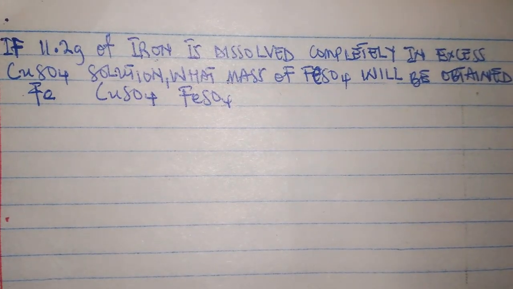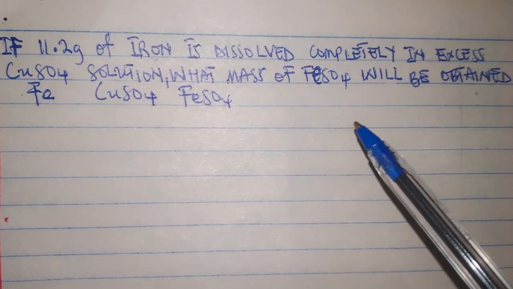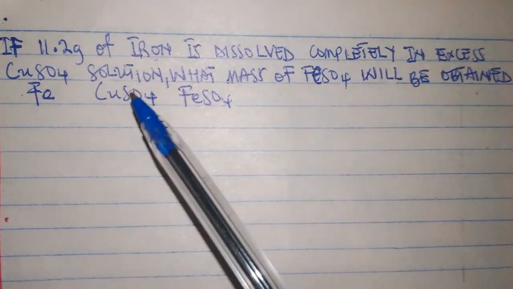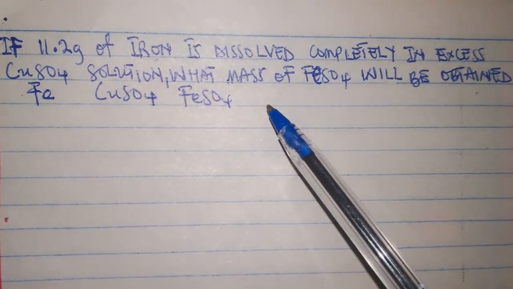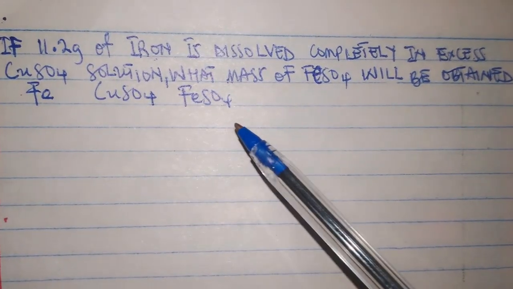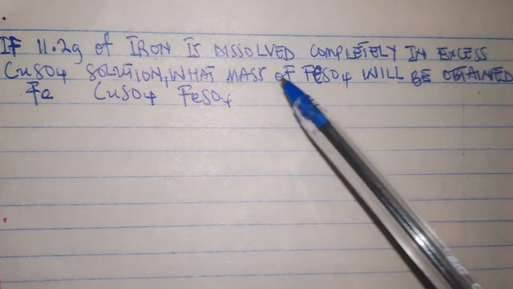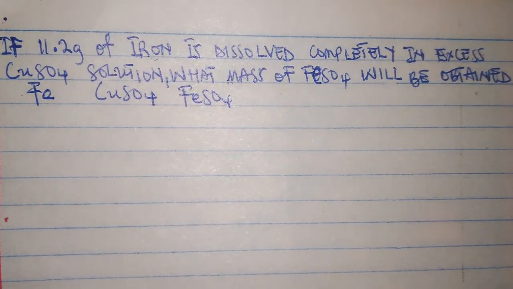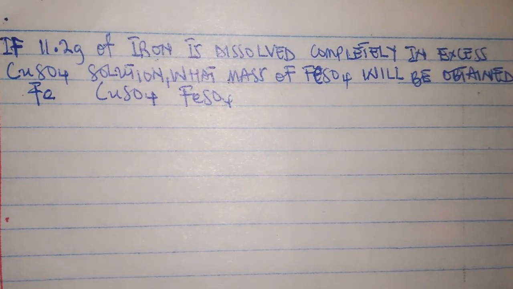So now we are finding the amount of iron(II) sulfate, and you also have to know the mole ratios. Now, if 11.2 grams of iron is dissolved completely in excess copper(II) sulfate solution, what mass of iron(II) sulfate? You can see that the mole ratio between iron and iron(II) sulfate is 1 to 1.